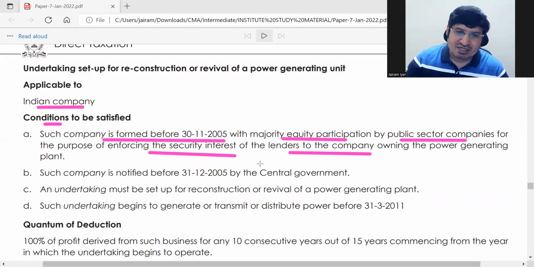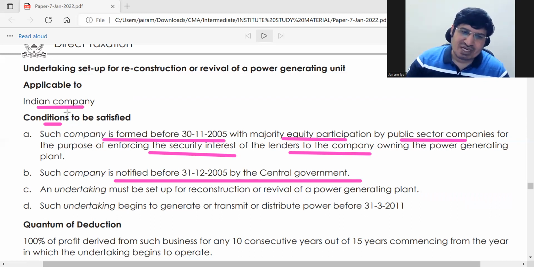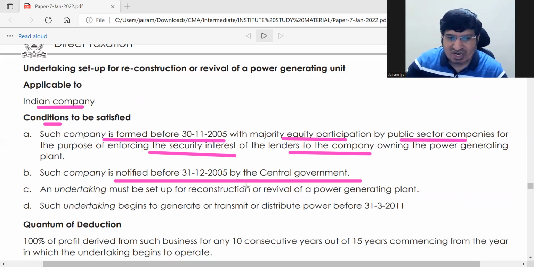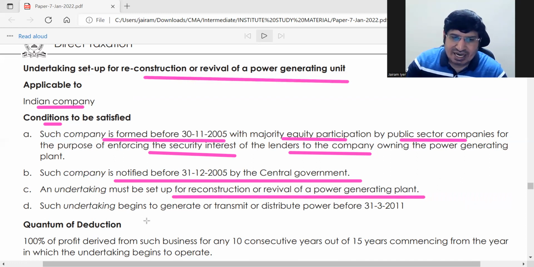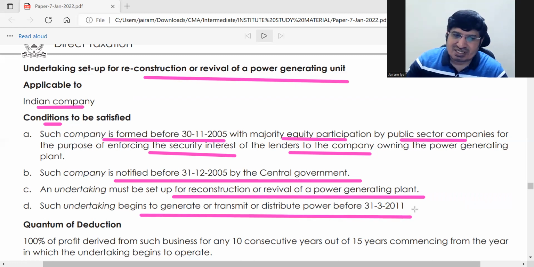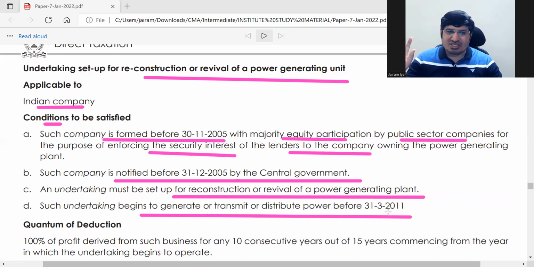Okay, right? So here now the company is notified by 31/12/2005 by the central government. So of course it will be a public sector company, it will get notified, not a problem. It must be set up for reconstruction or revival. That is there, we know, heading में ही है वो, right? And the undertaking begins to generate or transmit power before 31/3/2011. It has started the work by the end of 2005, but before 31/3/2011 it should be up and running. That is the condition for this.